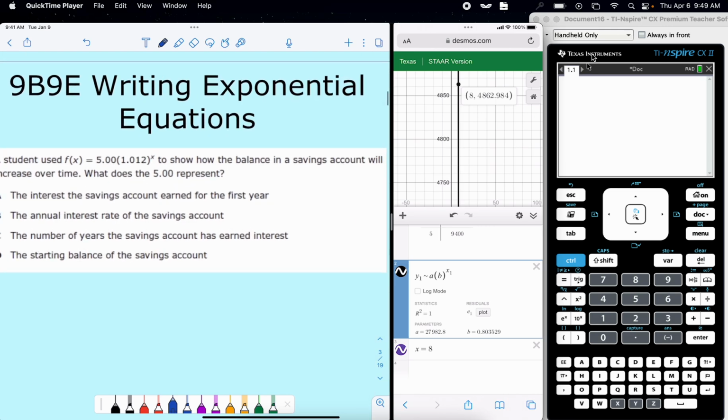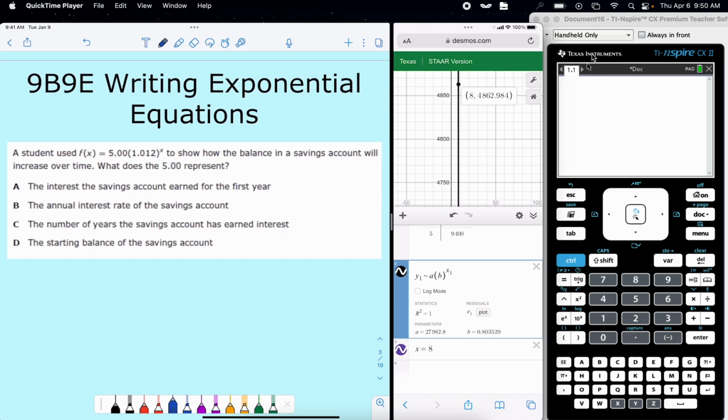All right, then let's go to the next question. It says a student used f of x equals 5.00(1.012)^x to show how the balance in the savings account will increase over time. What does the 5.0 represent? So remember, we know that the 5 is our A value, which is our initial amount or starting. It's also our y-intercept. Then we have our B, which is our rate.